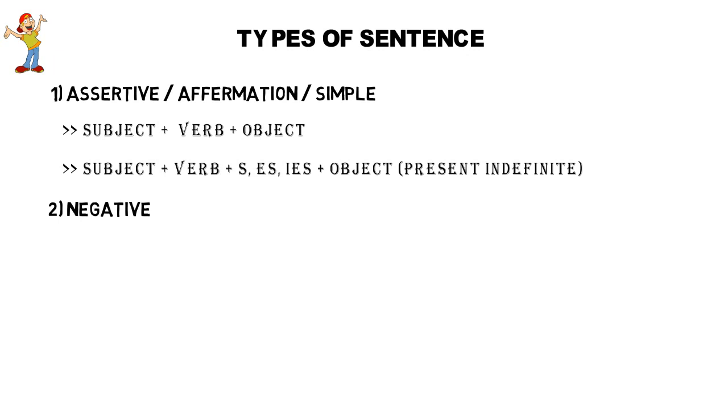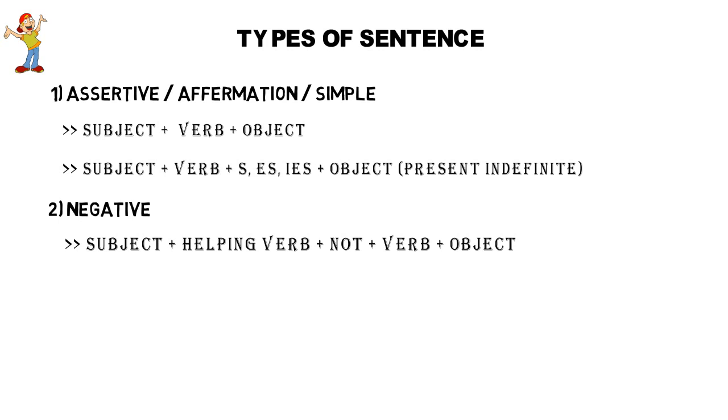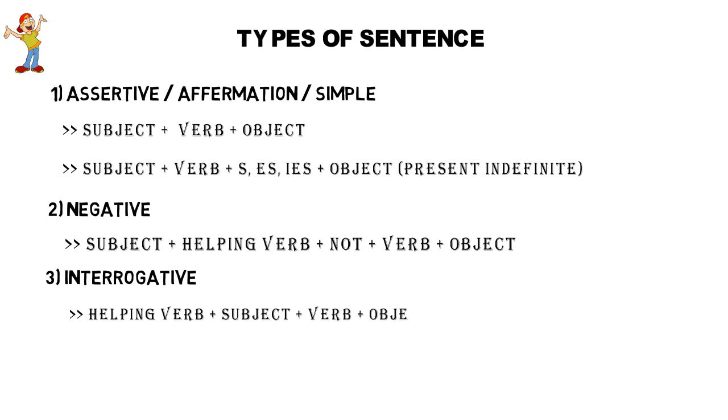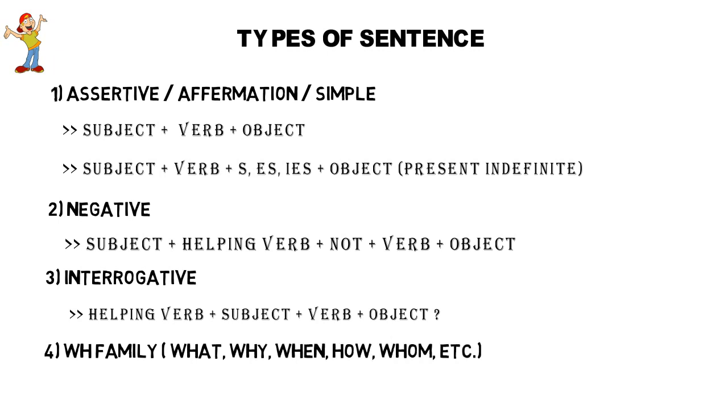Now, if we talk about negative sentences, it is subject plus the helping verb of the corresponding tense and not, and then verb, and then object. Now, if we talk about interrogative, it always starts with helping verb plus subject and then verb and then object. Now, the fourth one, the most important, is the WH family: what, why, when, how, whom, etc. It always starts with a WH word, then helping verb, subject, verb, and object.